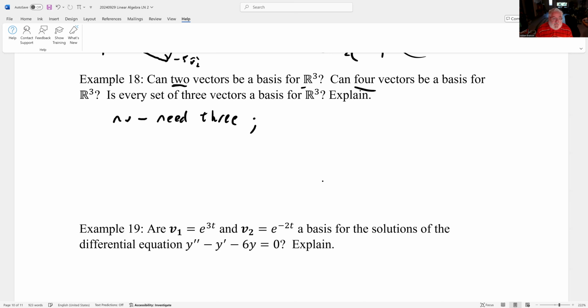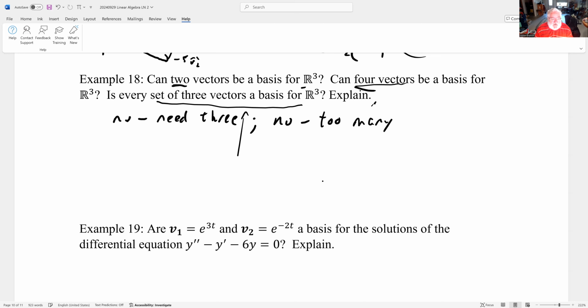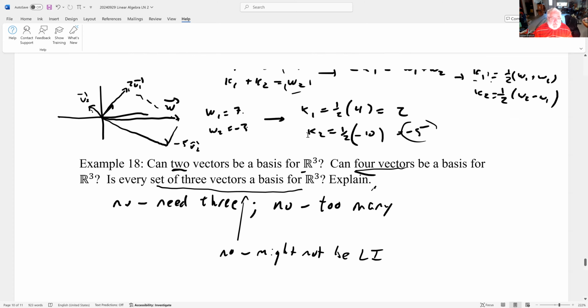Can four vectors be a basis for R3? The answer is no. There's too many, right? In 3 dimensions, you can only pick out 3 different directions to go in. So the fourth vector is sort of an extra vector, right? It'll be in the span of the other 3. Is every set of 3 vectors a basis for R3? Three vectors might not be linearly independent.